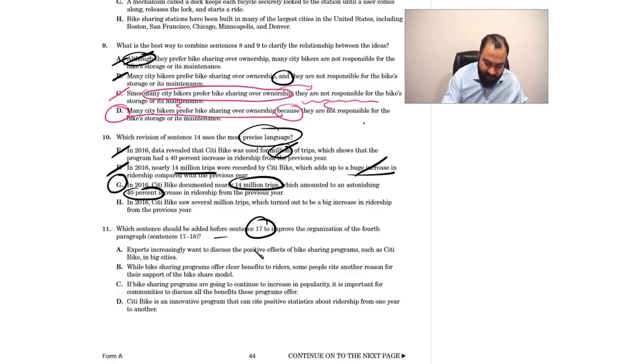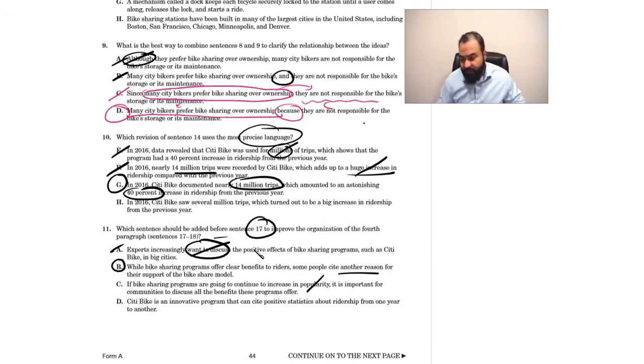A says experts increasingly want to discuss the positive effects. There's nothing about their wanting to discuss. B says, while bike sharing programs offer clear benefits to riders, some people cite another reason. Well, yes, the reason is what? Clean environment, right? Like helpful to the environment. So B will be the answer. But if you look at C, if bike share programs are going to continue to increase in popularity, it's not about popularity, because the example about 5,000 tons of carbon dioxide was about a benefit. So we'll go with B.